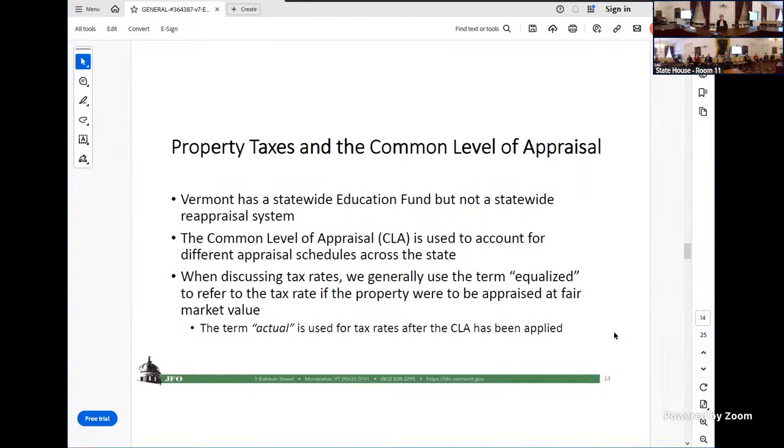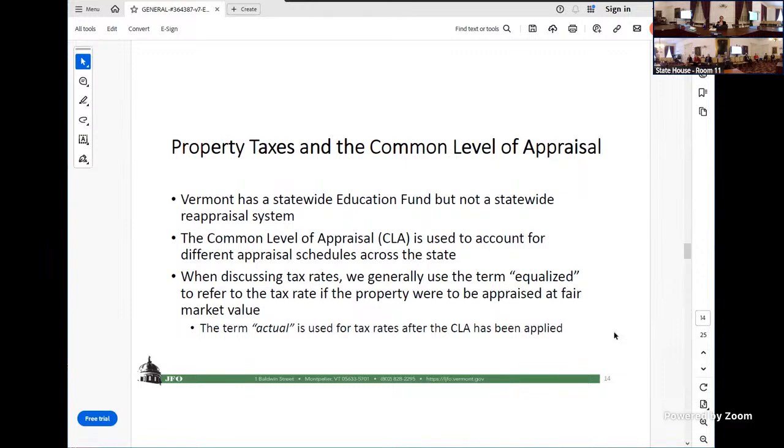So a couple of pieces here. One is the question of when should a community be appraised? In the past, there were some benchmarks that if the CLA falls above or below a certain amount, or if the coefficient of dispersion, COD, falls above or below a certain benchmark, the community needs to reappraise. So that's one piece of the puzzle of when to go through the reappraisal process.